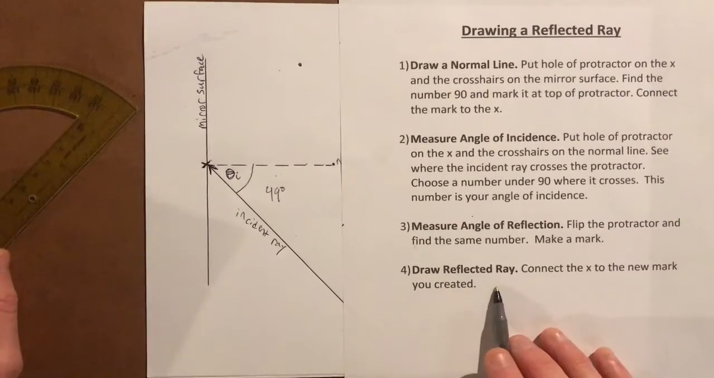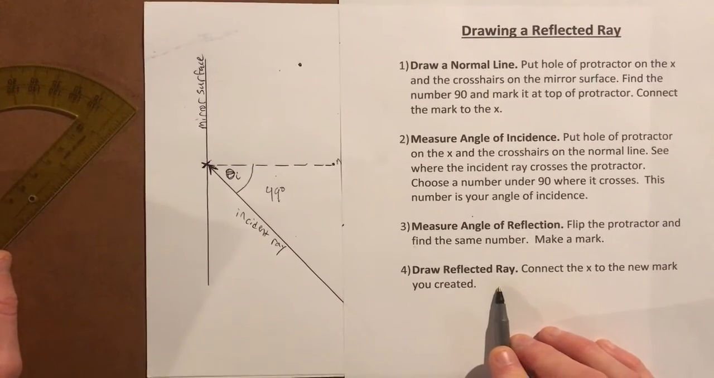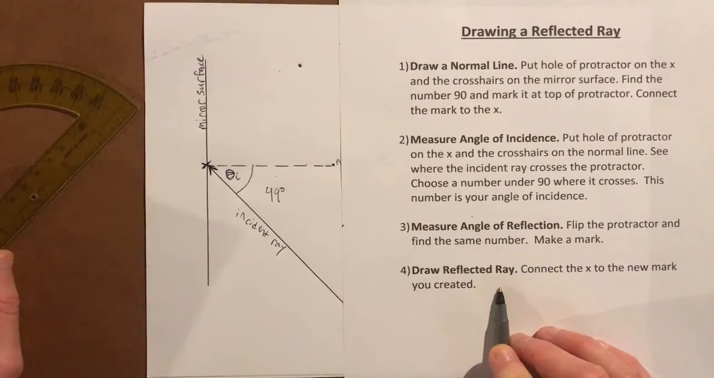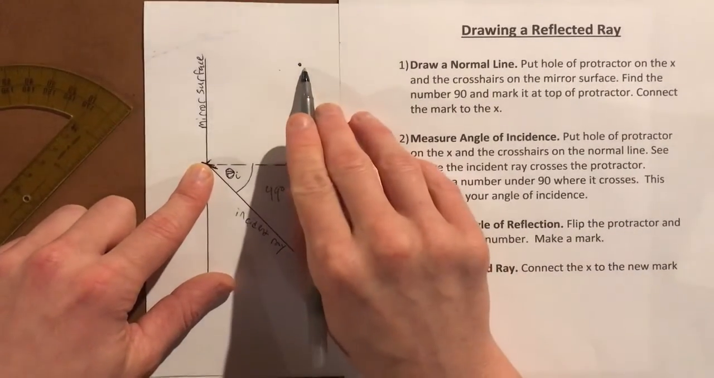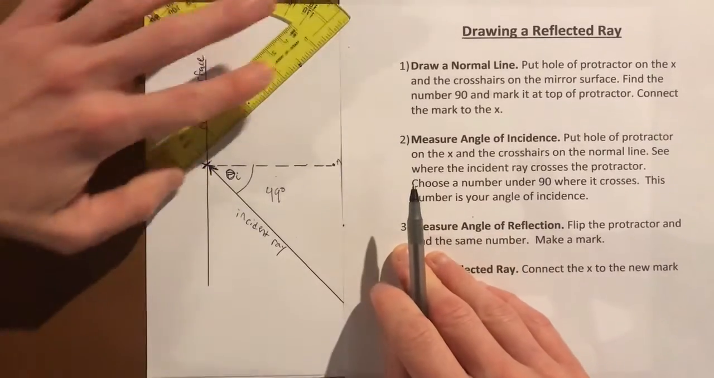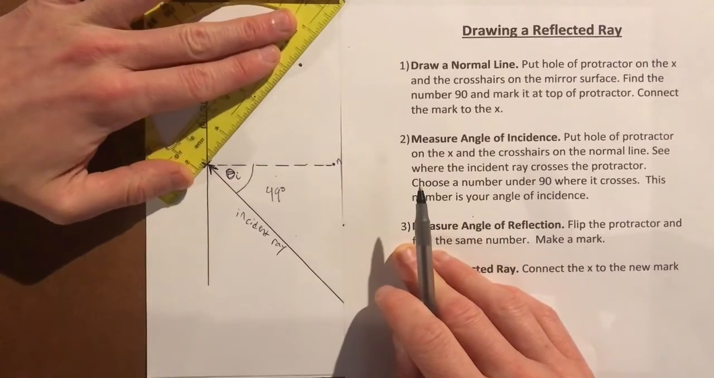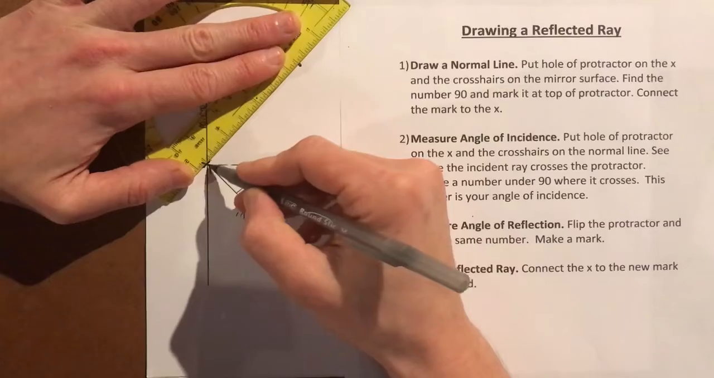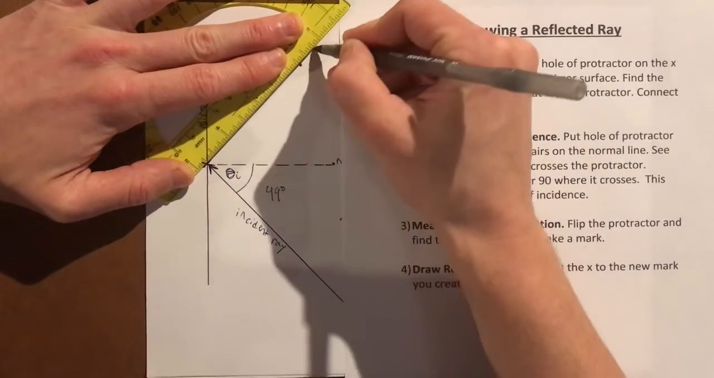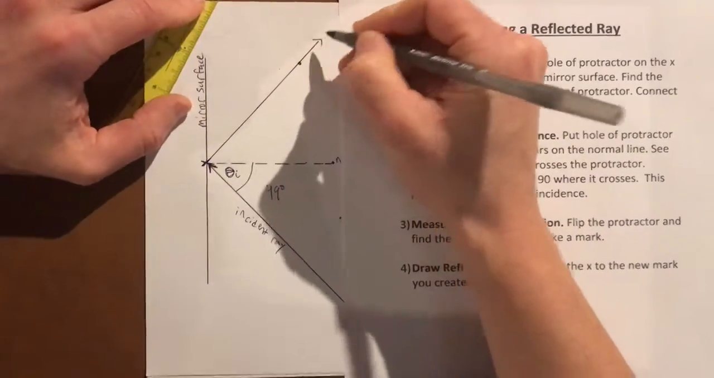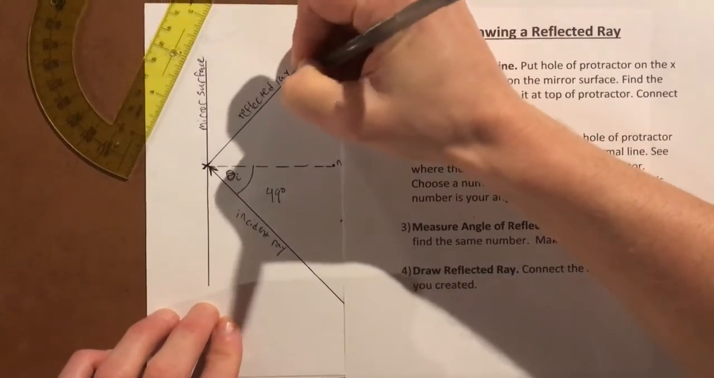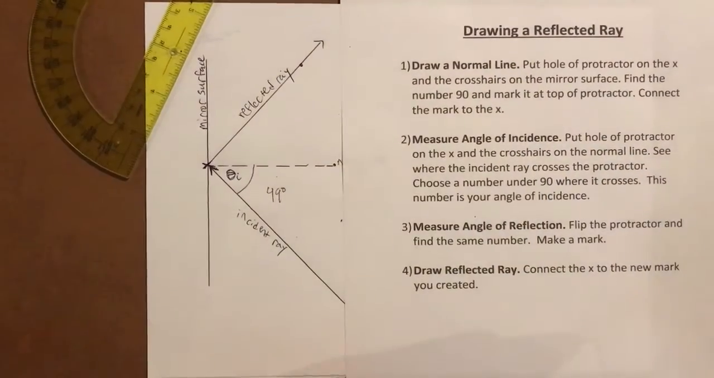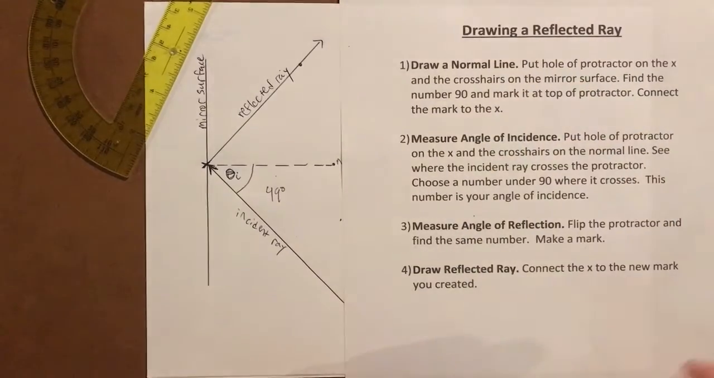All right, step 4, draw your reflected ray. Connect the X to the new mark you created. Like that. And that is your reflected ray. And then once you draw the reflected ray, you're done. Okay, that's it. Because that's the title, drawing a reflected ray.